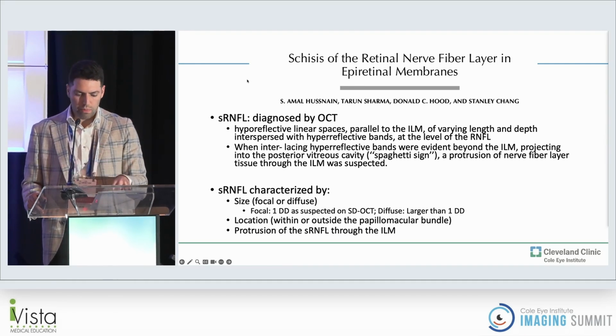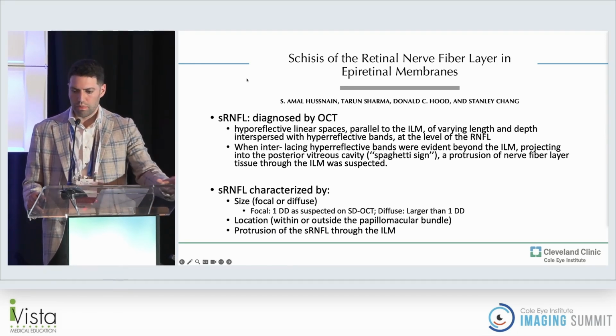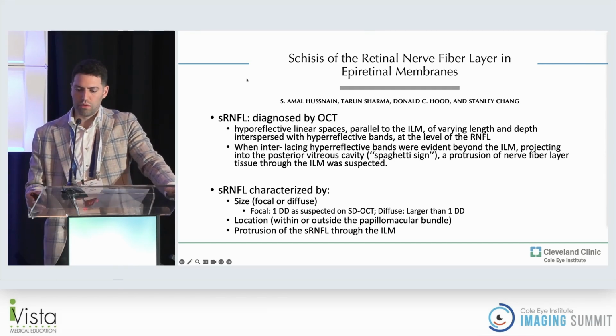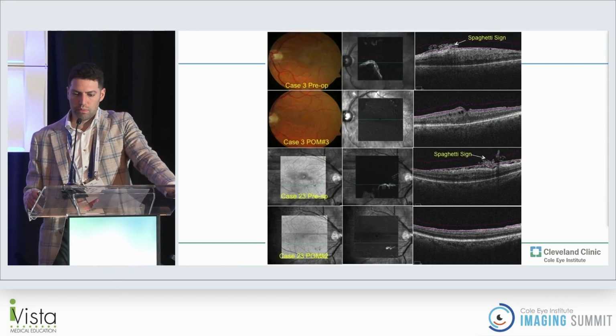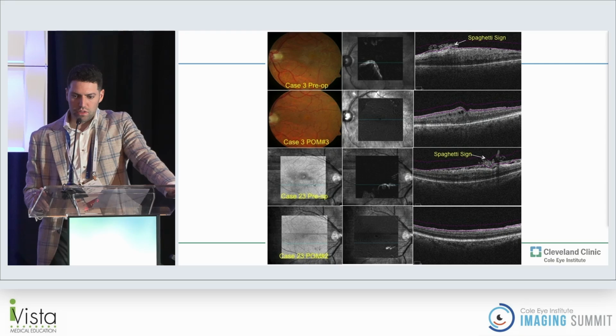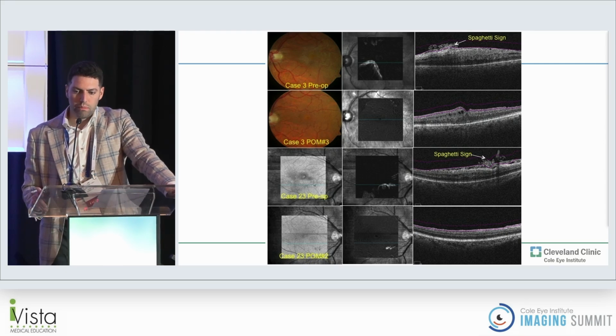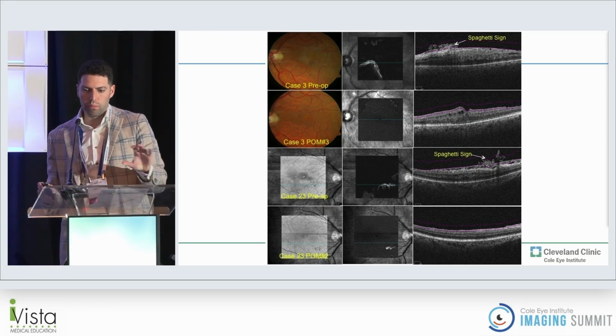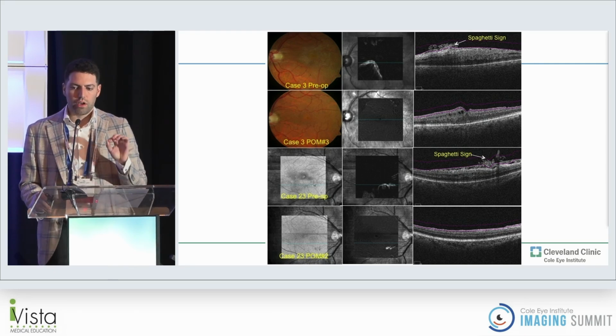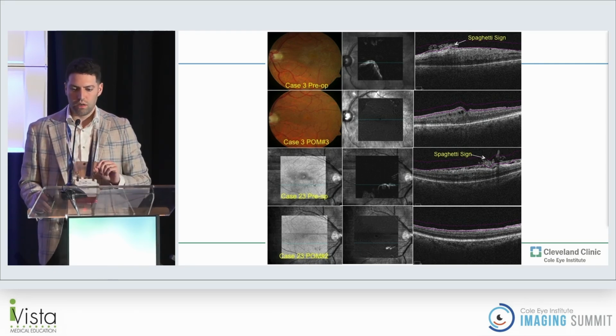There's one more paper on this, a big series from Cole, with myself and my co-author Dr. Talcott, where we further describe schisis of the RNFL in Ophthalmology Retina. Basically, how I use this is, if you look at the top left image, you see a dense ERM, but you also see some more bright white fluffy stuff, and that corresponds to the spaghetti sign. That corresponds to the schisis of the RNFL.